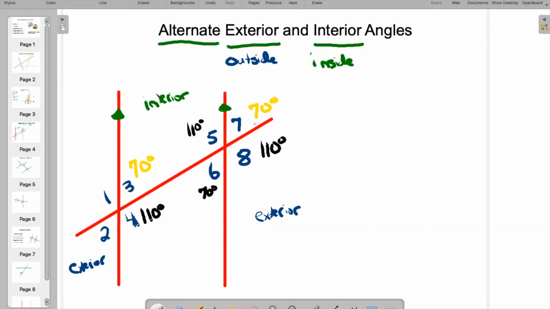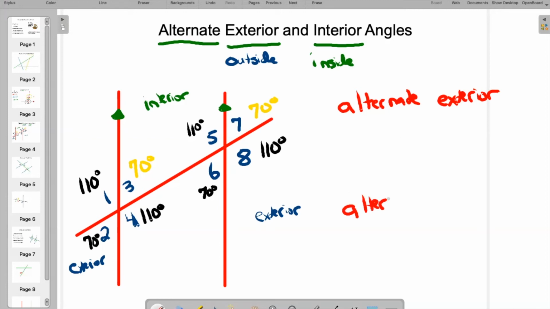And we talked about this in the last video, that they all have to add to 360 as well. Now that also means then that angle 1 has to be 110 and angle 2 has to be 70. So now let's define alternate exterior and alternate interior angles. And the reason why we like these is because the alternate exterior and the alternate interior angles have to be equal. And let's show you why.